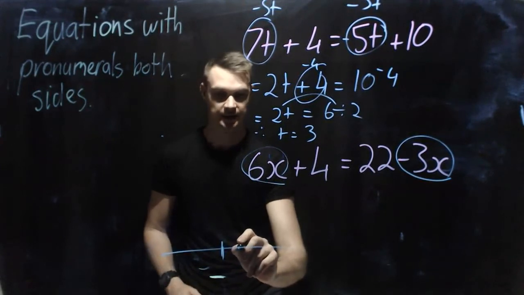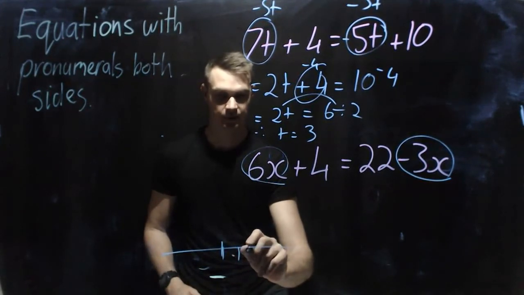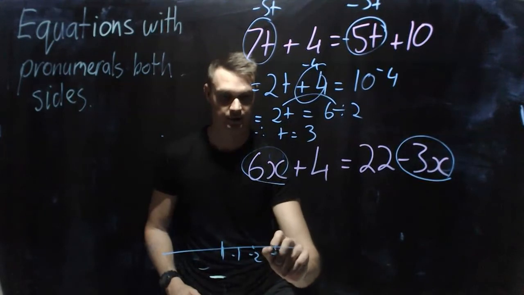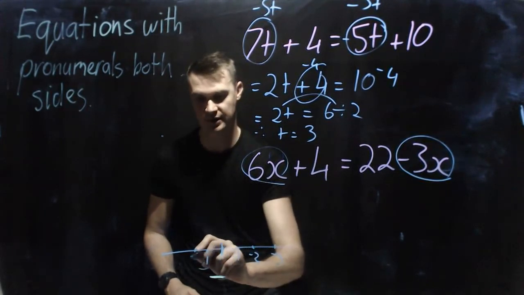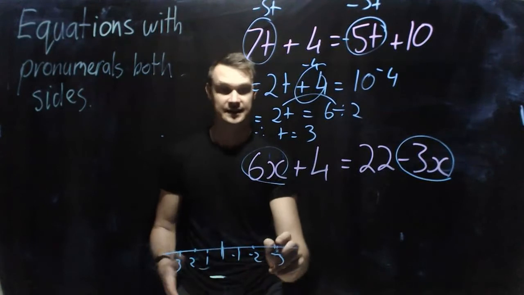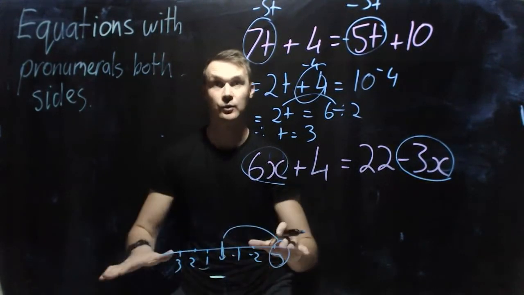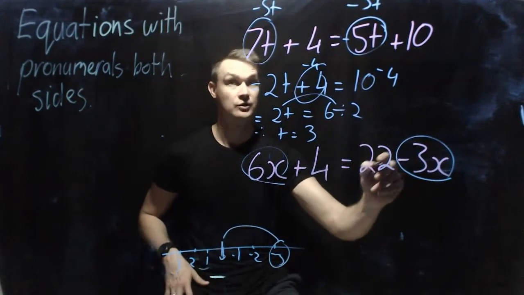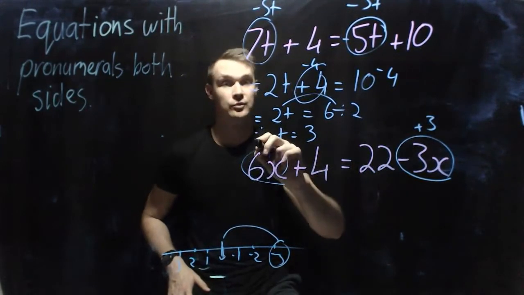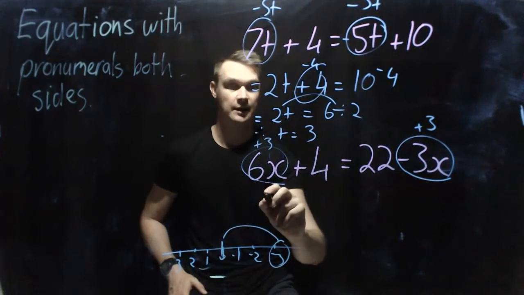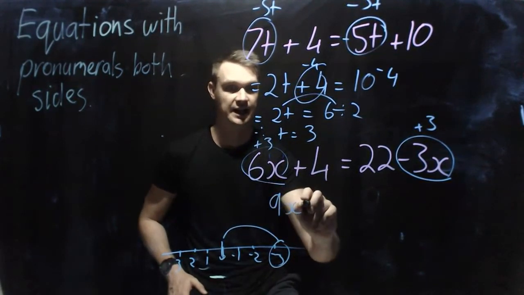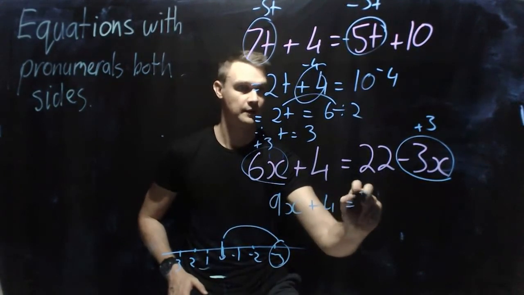On our number line, say we've got -1, -2, -3, and on this side I've got positive numbers. So this is actually -3. We want to add 3 so we get to 0 to wipe that out, because it's a negative number. So what we do is add 3 to both sides. What would this now become? It becomes 9x plus 4 equals 22.